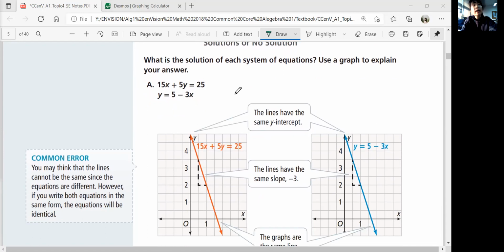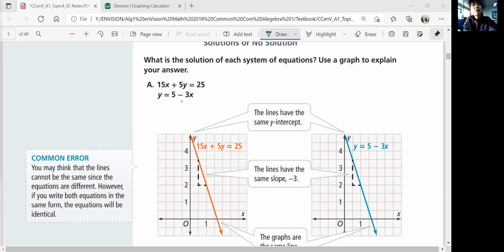So look at part A. What's the solution for the system of equations? You have two different forms of linear equation. What are they? The first one is standard form. The second one is slope-intercept form, where the slope and the y-intercept are changed. So this is not really any form, but yes, it's close to slope-intercept form.